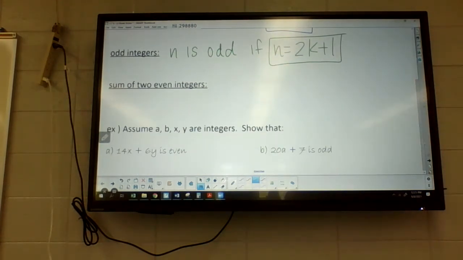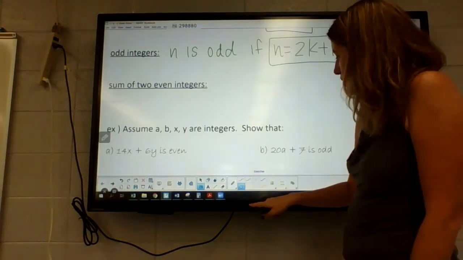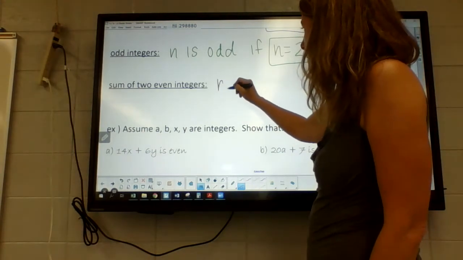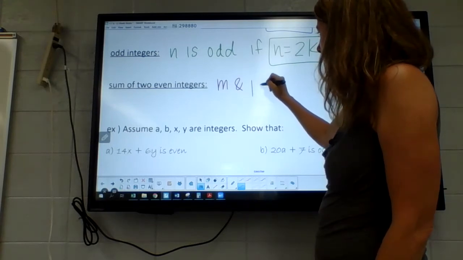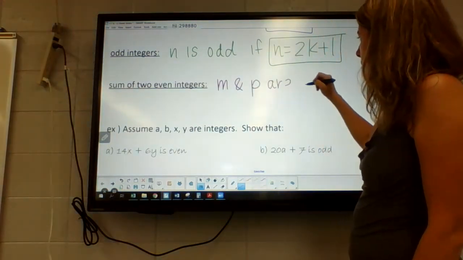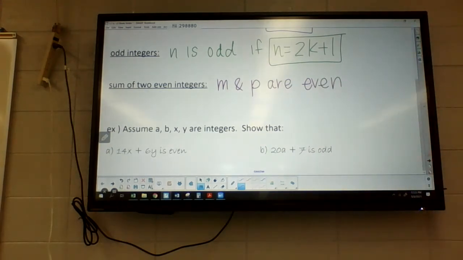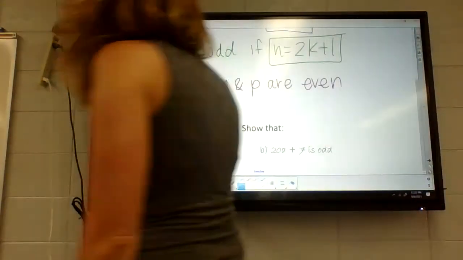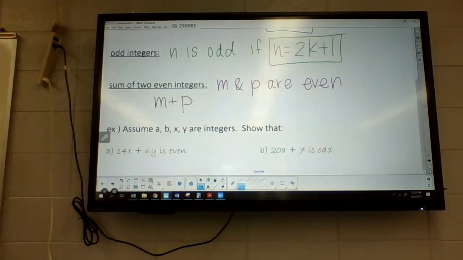The next rule that we're going to use and know is the sum of two even integers. So if I know two things are even, so I know m and p are even. What do you know about them if I add them together? Think about adding two even integers.